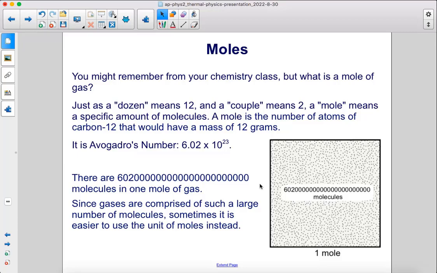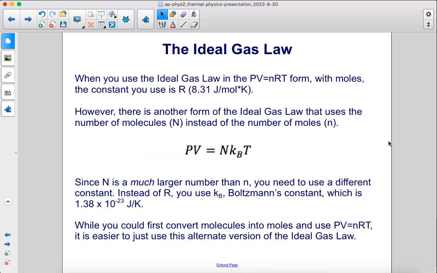Since gases are comprised of such a large number of molecules, sometimes it is easier to use the unit of moles instead. So imagine that there were this many dots in this picture. This whole thing would be 1 mole of gas. When you use the ideal gas law in the PV equals nRT form with moles, the constant you use is capital R, 8.31. However, there is another form of the ideal gas law that uses the number of molecules instead of the number of moles.